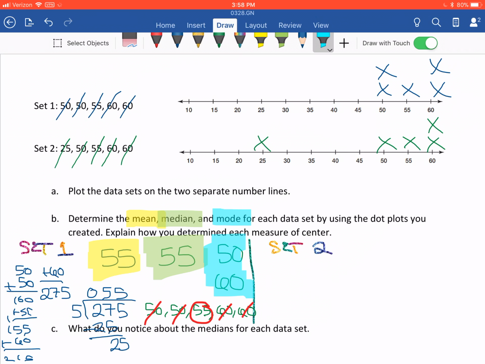Welcome back. To find the mean for that second data set, you should have added all the numbers up together and then divided. The mean that you should have ended up with is 50. I highlight it in yellow so we know it's our mean. The median that you should have gotten is, again, 55. And the mode that you should have gotten is 60.